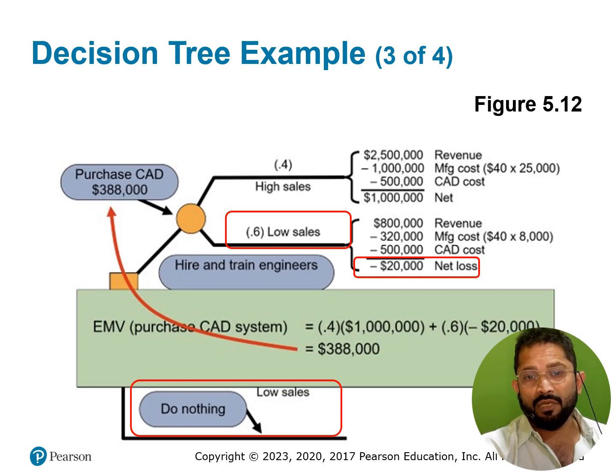In conclusion, the decision tree is showing that if the business purchases the CAD system, the expected monetary value EMV of this decision is $388,000, taking into account the different probabilities of high and low sales and their respective financial outcomes. This is a simplified analysis and doesn't take into account other factors such as the time value of money, other indirect costs or benefits, and risk tolerance of the business.